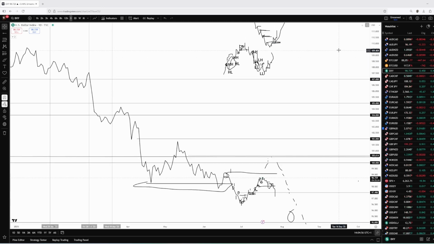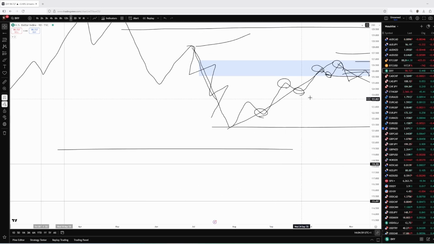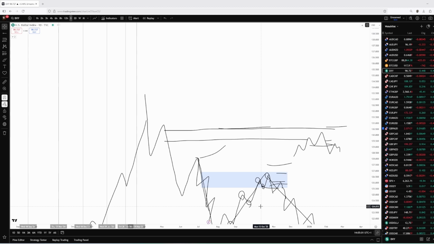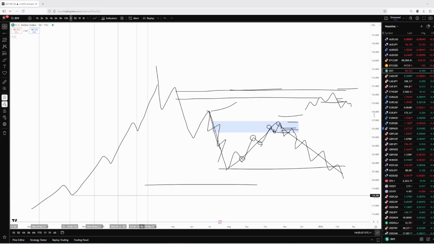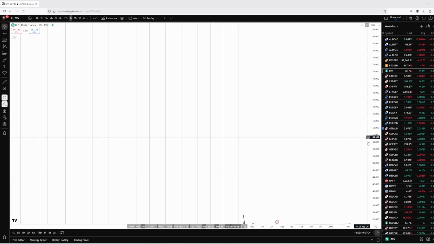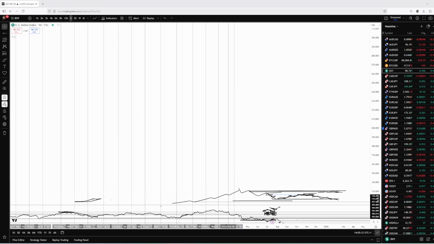Please, please, please don't look for buyers when the markets are clearly selling off, and vice versa. Do not look to sell when the trend is clearly bullish. This is when you take the most losses. And here are just some very, very simple rules for you to follow.